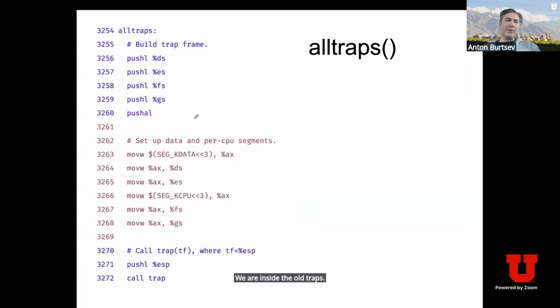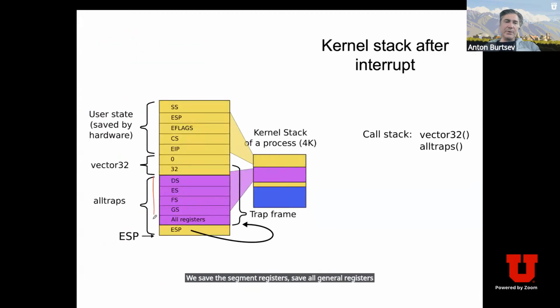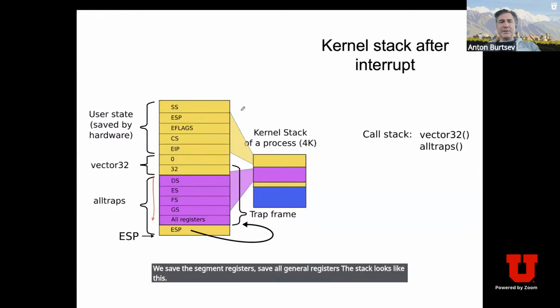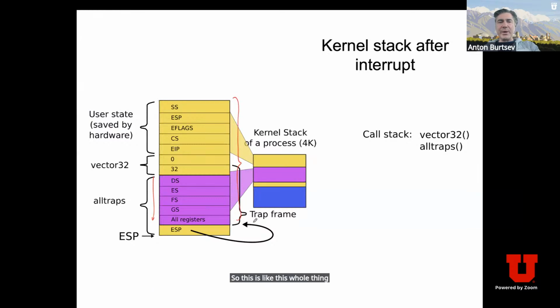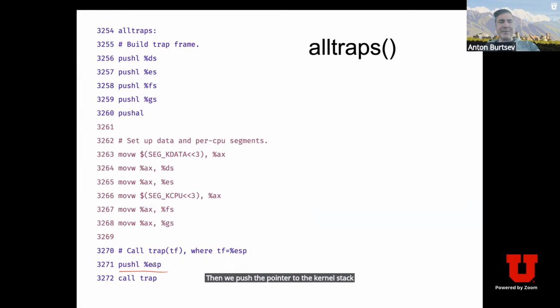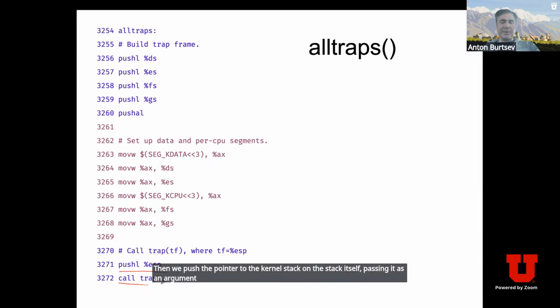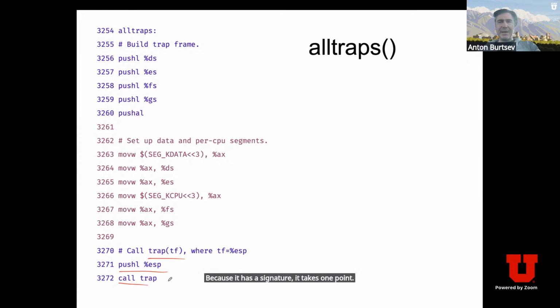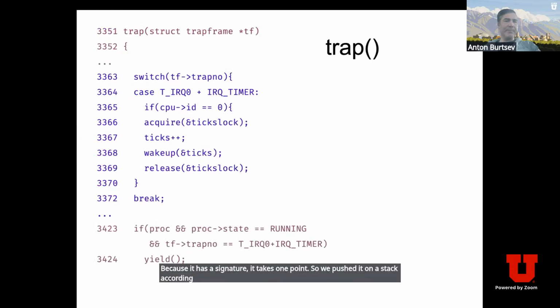We start building the trap frame. We save the segment registers and all general registers. The stack looks like this, right? This whole thing is our trap frame. It's on the kernel stack. Nothing else is on the kernel stack for now. Then we push the pointer to the trap frame on the stack itself, passing it as an argument to the C function trap, because it takes 1 pointer. So we pushed it on the stack according to the calling convention.